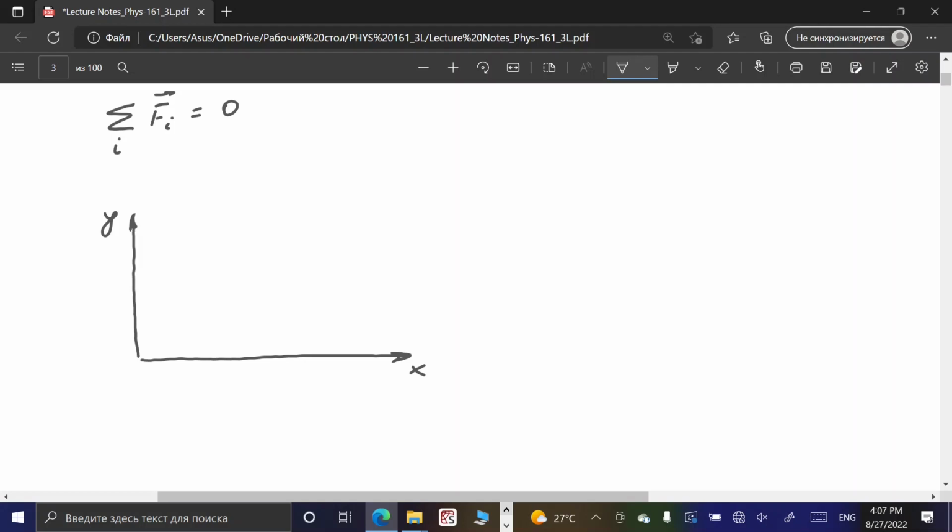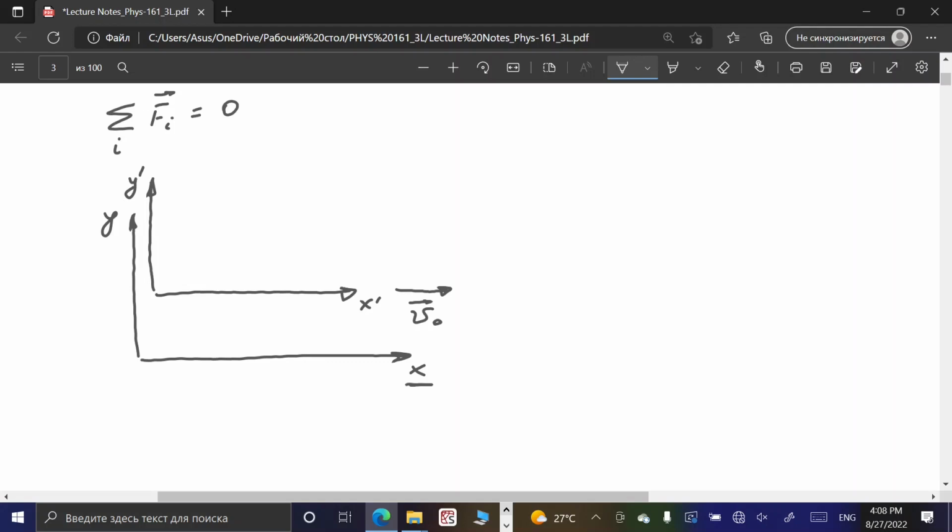Then let us add here one more system of reference, which will be x prime, y prime. So what is important about this system of reference? That it moves with some velocity vector v naught with respect to a stationary system of reference x, y. So x prime, y prime moves with some velocity vector v naught. Let's say it's aligned along axis x, with respect to this immobile system of reference.